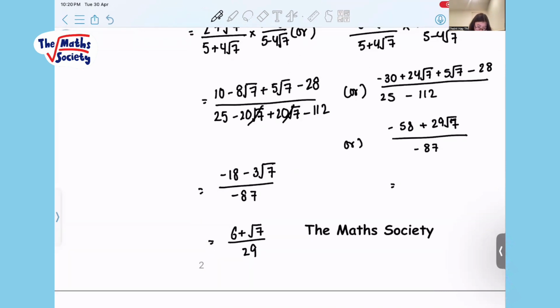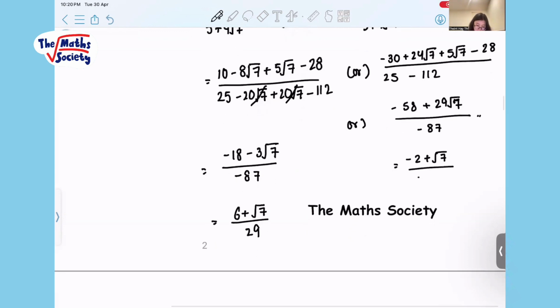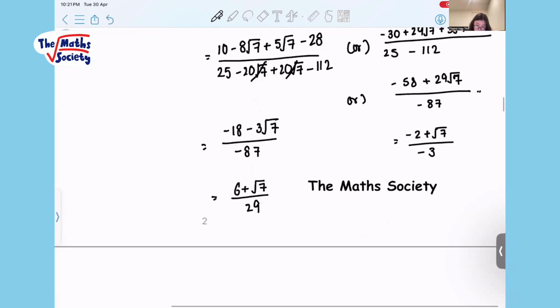And then 29, yeah. Yeah, so it can be divided by 29. So this one can be divided by 29. So we have minus 2 plus root 7 divided by 87 was 3. Minus 3. And then you just change the signs, which are 2 minus root 7 by 3.